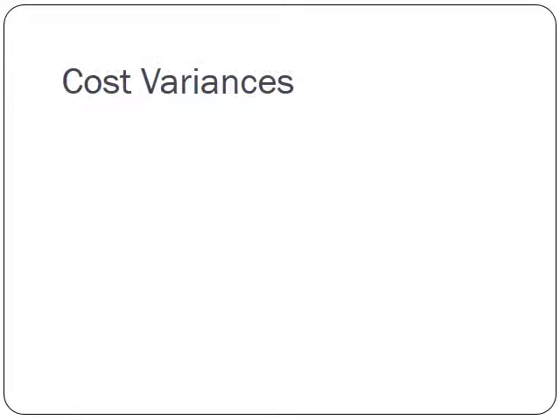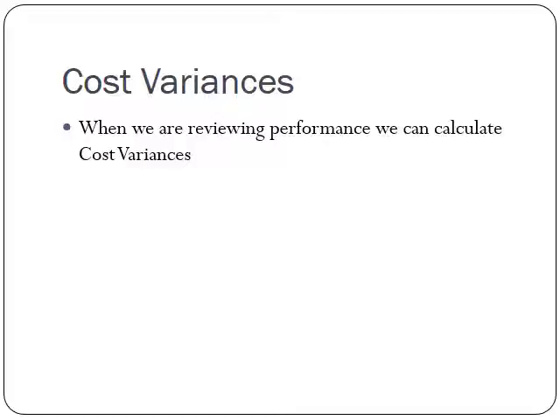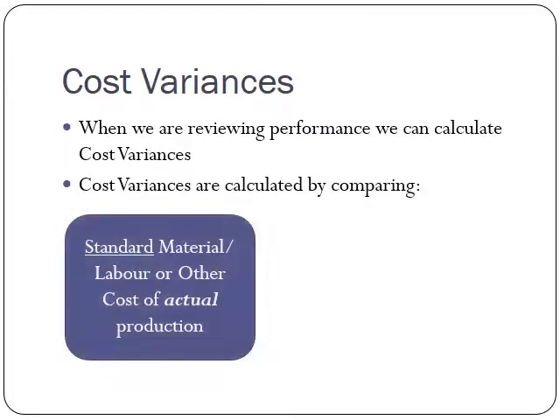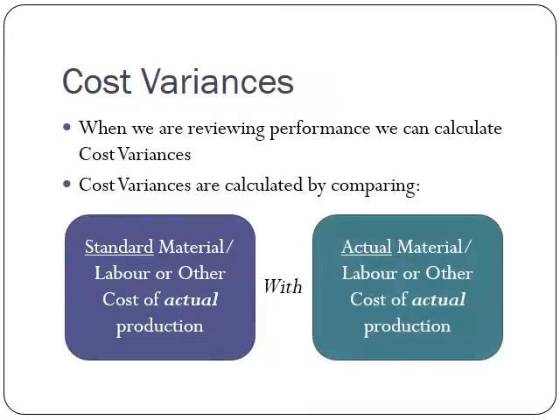The most basic type of variances are cost variances, and these would be calculated when we're reviewing how we've done, and we can calculate them by comparing two numbers. First of all, the standard material, labour or other cost, so we'll focus on one of those different types of costs, for actual production levels, and we'll compare that with the actual cost.